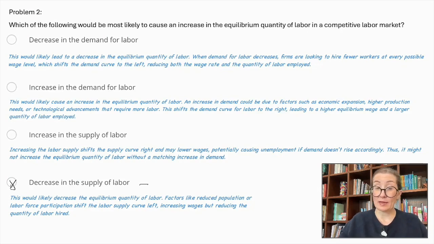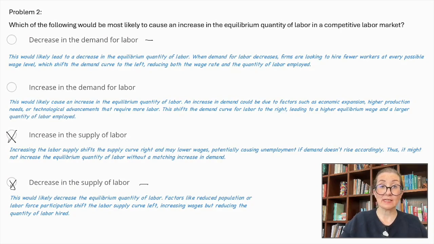Increase the supply of labor. While this increases the total number of workers willing to work at each wage level, shifting the supply curve to the right, it does not necessarily increase the equilibrium quantity of labor. In fact, it could lower the wage level, potentially leading to a surplus of labor, unemployment, if demand does not match the increased supply. Therefore, it might not lead to an increase in the equilibrium quantity employed, unless there is a corresponding increase in demand. So we can eliminate that.